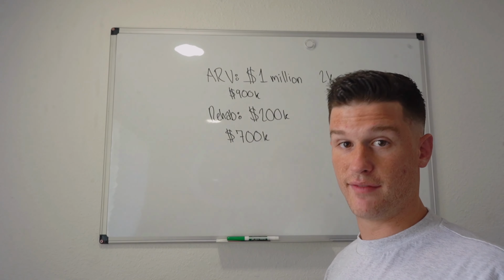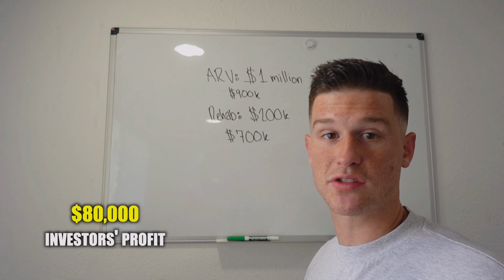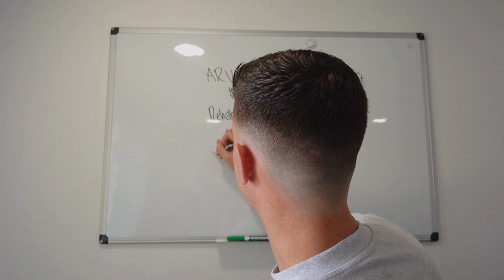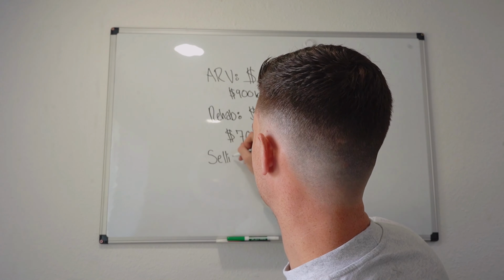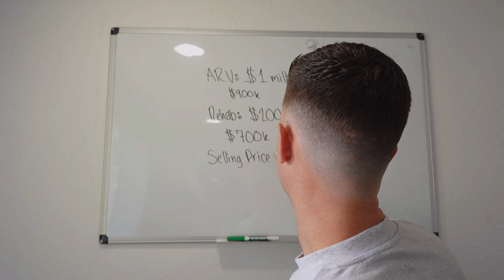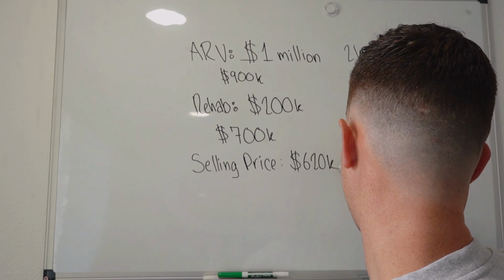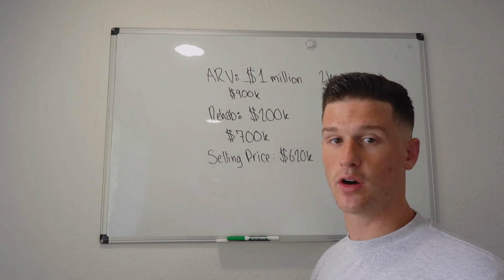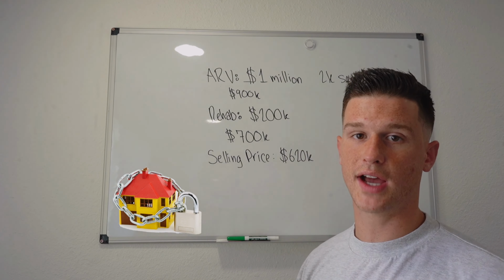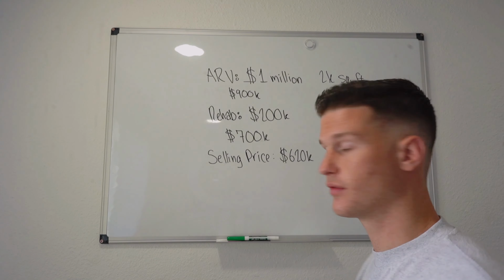Now, I know that investors in this area in a hot market are going to want at least an $80,000 profit. So I'm going to include that in here. My selling price to investors is going to be $620,000. Now me, as the wholesaler, I'm going to try and get this property locked up for at least $600,000. And then that leaves me with a $20,000 assignment fee.